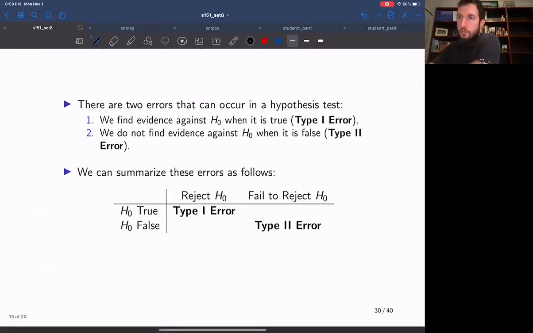Okay, so there are 2 major types of errors in hypothesis testing. There's rejecting the null hypothesis when the null hypothesis is actually true. This is a type 1 error. And there is failing to reject the null hypothesis when the null hypothesis is actually false. And this is called a type 2 error. So these are the 2 major types of error in hypothesis testing. Rejection when you should not, failing to reject when you should. That's effectively what these 2 errors are.